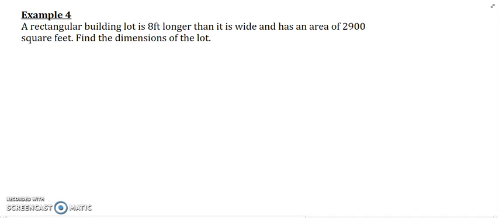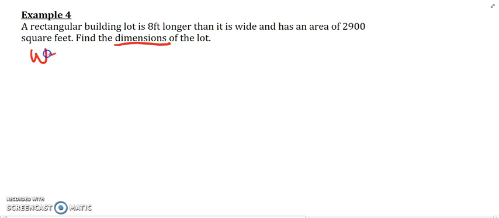Okay, we're back with example 4. A rectangular building lot is 8 feet longer than it is wide and has an area of 2,900 square feet. Find the dimensions of the lot. So it's asking you for the dimensions. You need width and length. Pick one to go with, it doesn't matter.